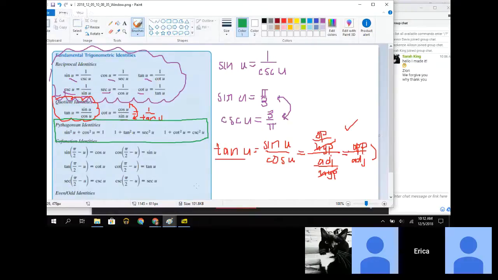Okay, so the next thing that we have is the Pythagorean identities. So this says if we have sine squared of u plus cosine squared of u, that equals 1. All right, so that's one of the Pythagorean identities. We also have 1 plus the tangent squared of u equals the secant squared of u. And we have 1 plus the cotangent squared of u equals the cosecant squared of u. All right, so the first thing I just want to point out is why they write this little square the way they do.